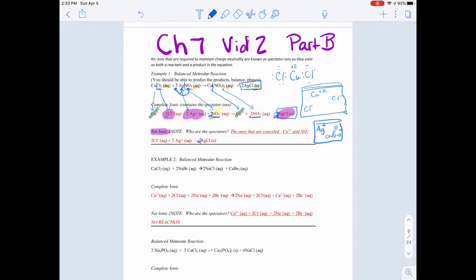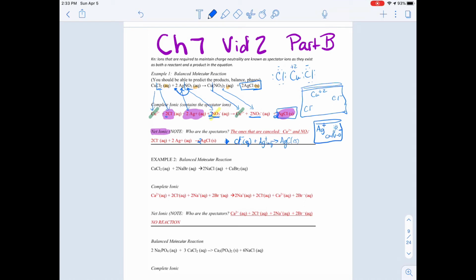Now when we write this, we don't like to have everything with the 2 subscripts, right? So you want to rewrite it if you ever get this. A lot of times it doesn't turn out like this. You want to rewrite this as Cl minus (aq) plus Ag plus (aq) goes to AgCl solid. You want it to be in the lowest ratio right there. That's how you do these.